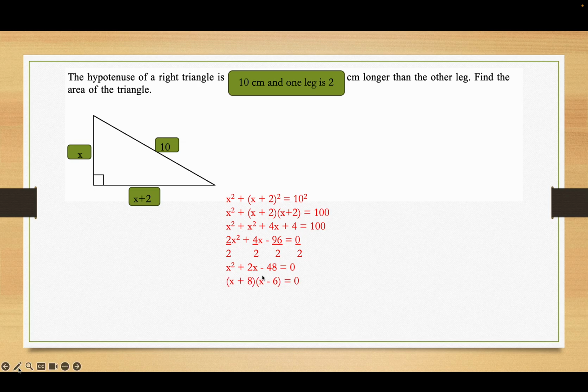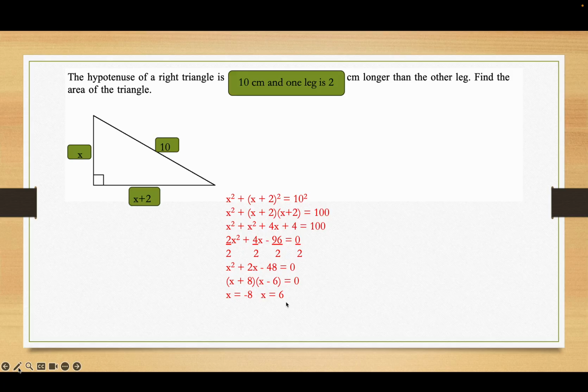Factoring that, I get x plus 8 times x minus 6 is 0, right? Two numbers multiply out to negative 48, add up to positive 2. That would be positive 8 and negative 6. If for any instance that's hard, you use the graphing calculator, y1, y2. Maybe it's the guy on the left, maybe it's the guy on the right. If it's the guy on the left, that means x plus 8 is 0. Subtracting 8 from both sides, I get x is negative 8. If it's the guy on the right, x minus 6 is 0. Adding 6 to both sides, x is 6.